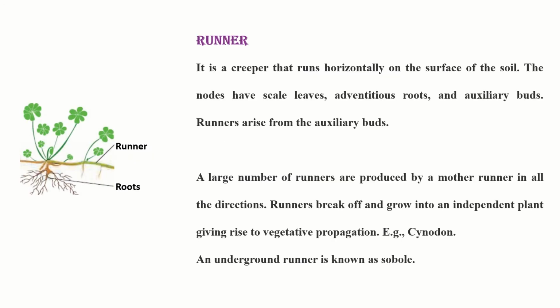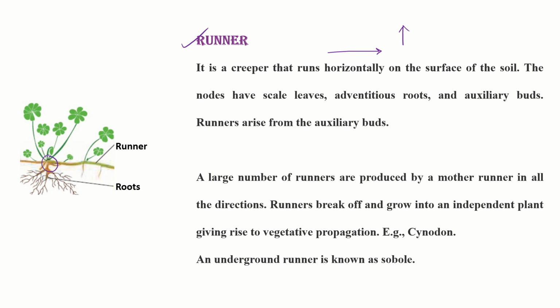Here, to start with, we have runner. It is a creeper that runs horizontally. Horizontally means what? In this direction. Vertically is this direction. Runs horizontally on the surface of the soil. The nodes have scale leaves, adventitious roots and axillary buds.